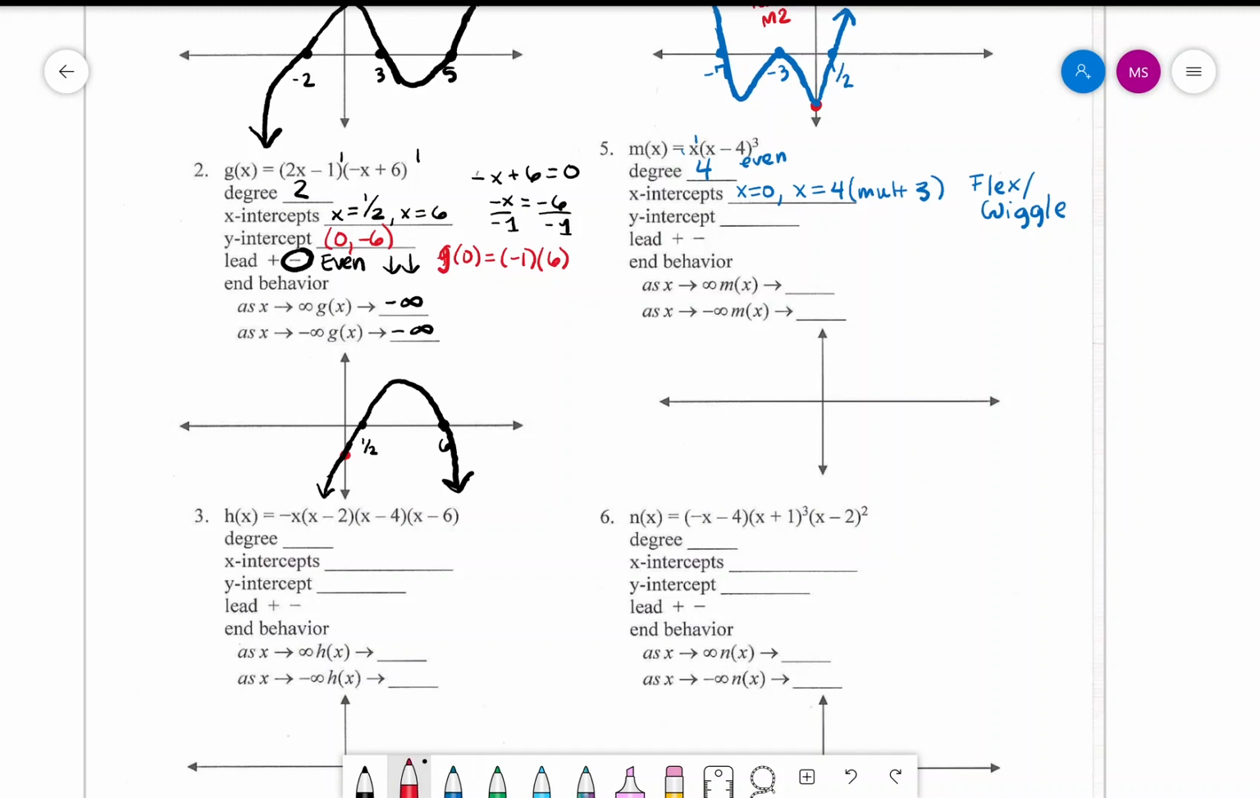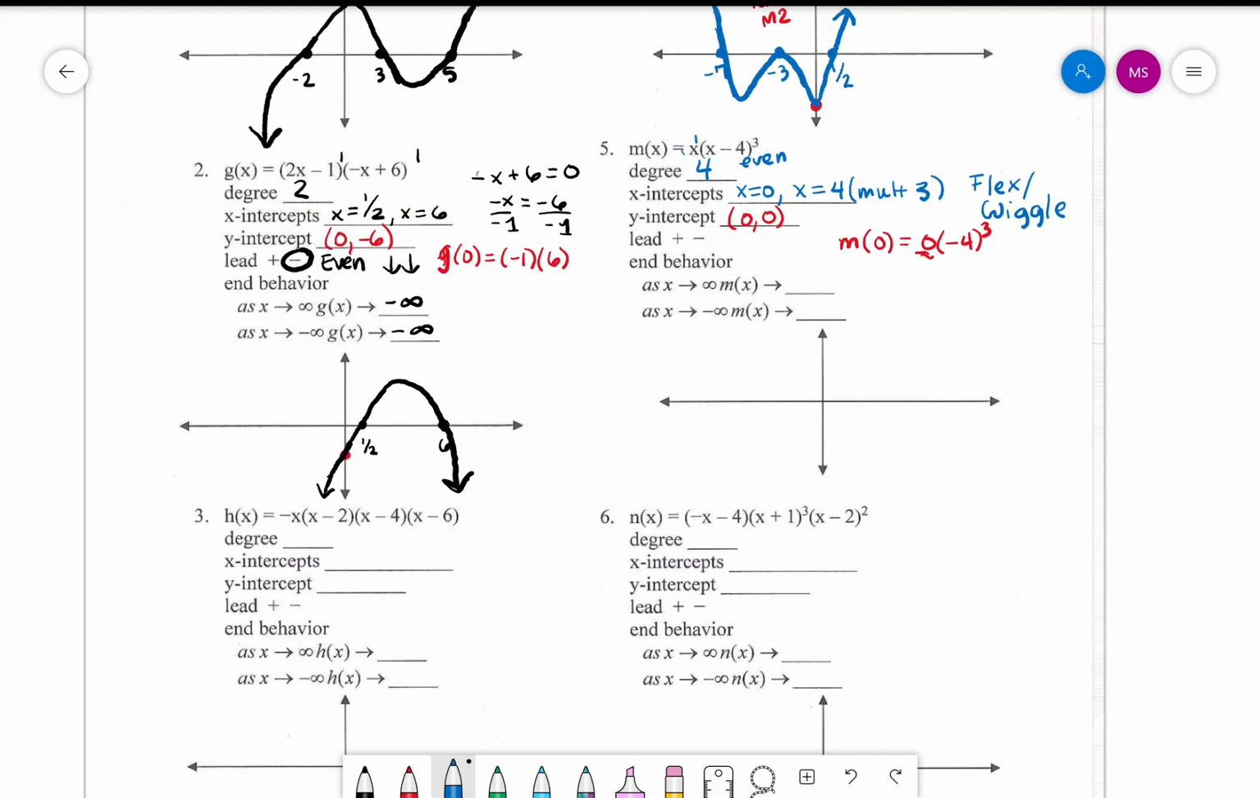Okay. All right. Our y-intercept. So 0 for x values. Ooh. It's not f of x. It's m of x. So m of 0 equals 0 times negative 4 raised to the 3rd power. You don't even need a calculator for this. Any number times 0 is 0, so your y-intercept is 0, 0. Okay? All right.